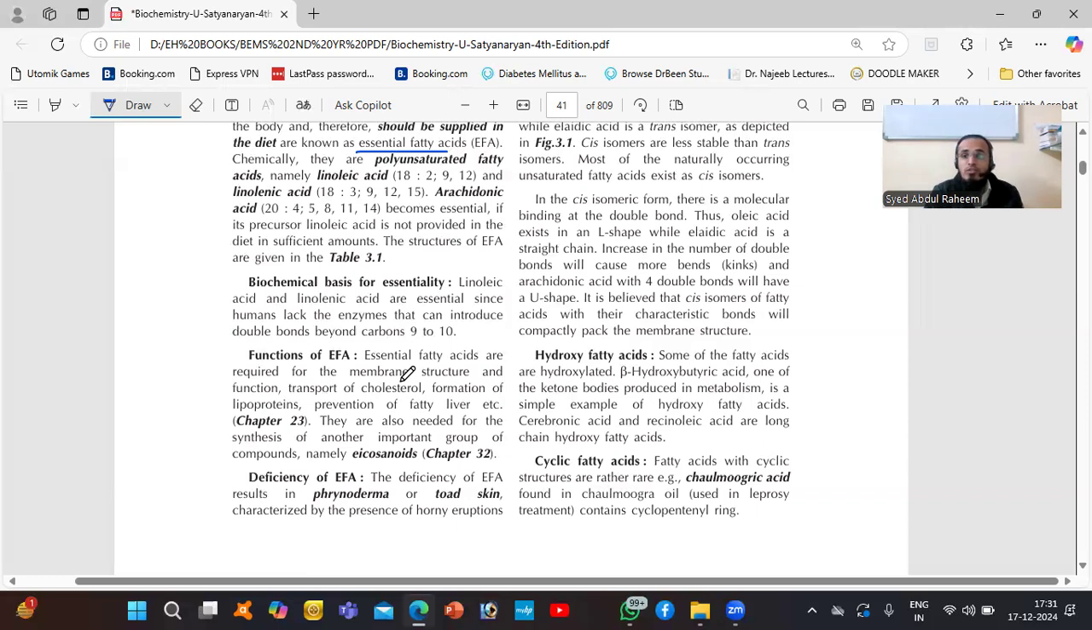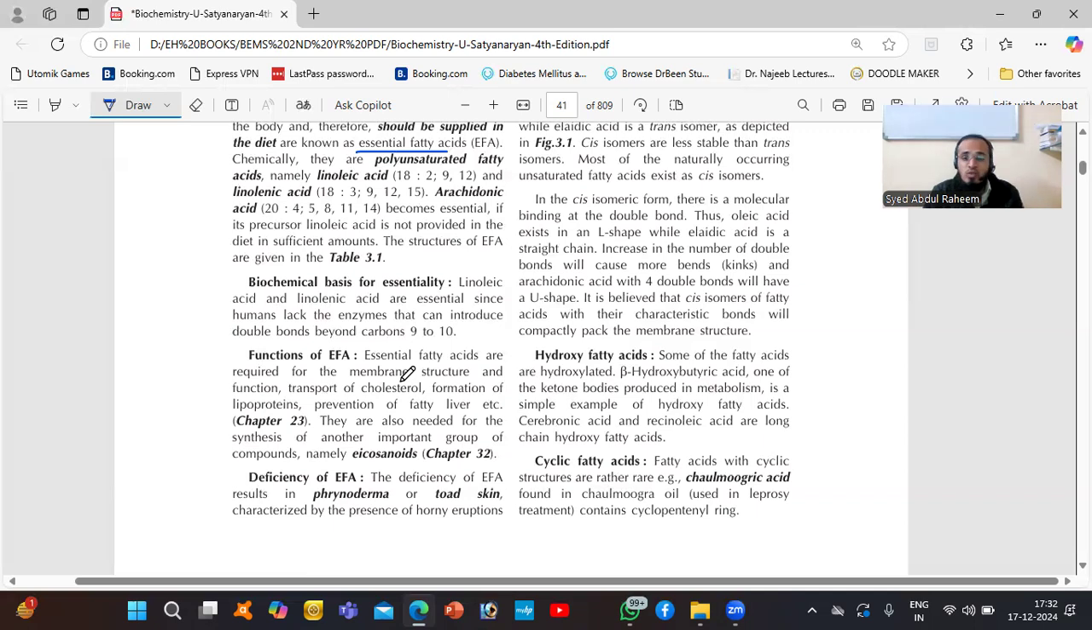The cell membrane is also prepared from phospholipid. Essential fatty acids also prevent fatty liver. We also need them for the synthesis of another important group of compounds, namely eicosanoids. So it is very important, basically for the membrane. That is the reason our brain also needs them.